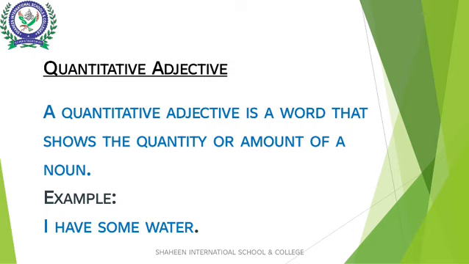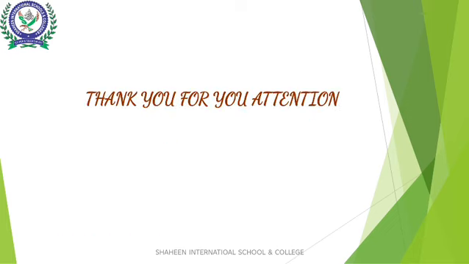If we sum up the whole lecture, in this class we have discussed adjectives and their types. We learned that an adjective is a word that adds to the meaning of any noun or a pronoun. After that, we discussed six types of adjectives, which are basically adding to the meaning of a noun or a pronoun. I hope you all understand the concept of adjectives, its types, and uses.